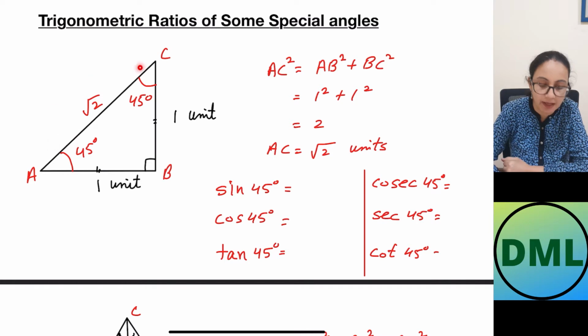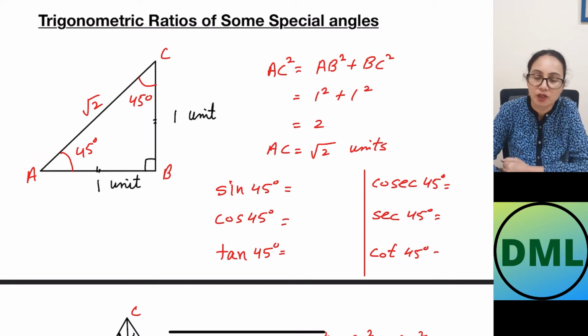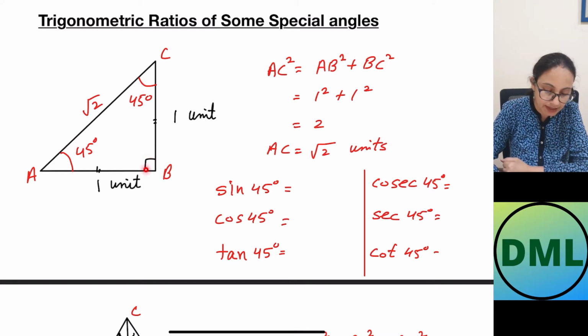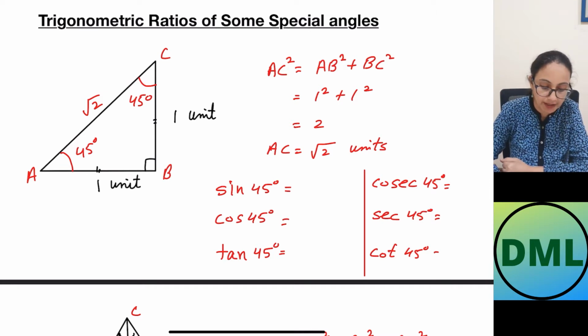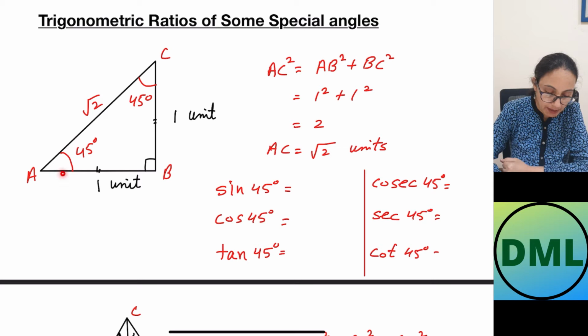That means this is my isosceles triangle. So for the isosceles triangle, the property is that the base angles are the same. If this is 90 degree, that means my other angles A and C will be 45 degree. Now I will write down sine, cos and tan values for this 45 degree angle. So for this 45 degree, this is my opposite, this is my base and this will be my hypotenuse.